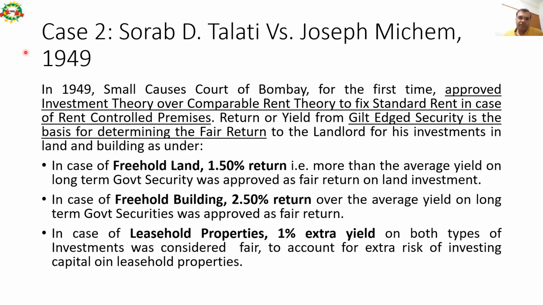The second case is Sorab D. Talati versus Joseph Michem, 1949. In 1949, the Small Causes Court of Bombay for the first time approved the investment theory over the comparable rent theory to fix standard rent in case of rent control premises. Return or yield from gilt-edged securities is considered as the basis for determining the fair return to the landlord for his investment in land and building.